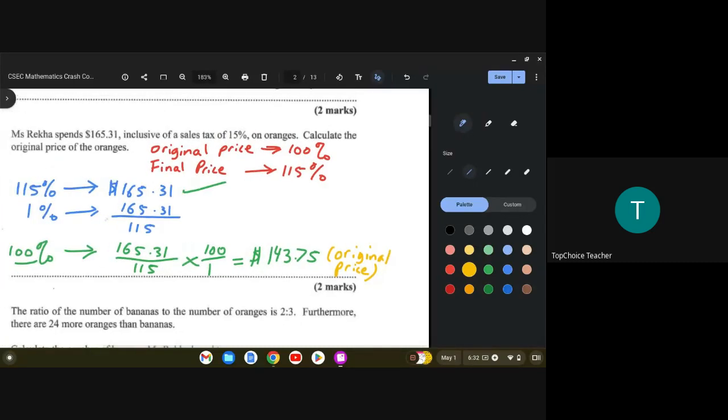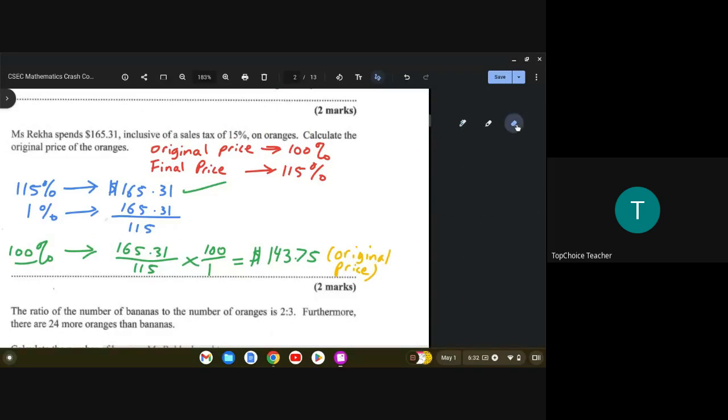This is the original price. Let's look at our way to check over this question now. I want you all to think through this with me now. They say Miss Rika spends, let's say we're going to reword the question. So if the original price is $143.75 and they charge her a tax of 15%, what would be her final price? So we want to find the final price. You need to find 15% of this number, add it to this number, and if you get back $165.31, your mathematics was correct.